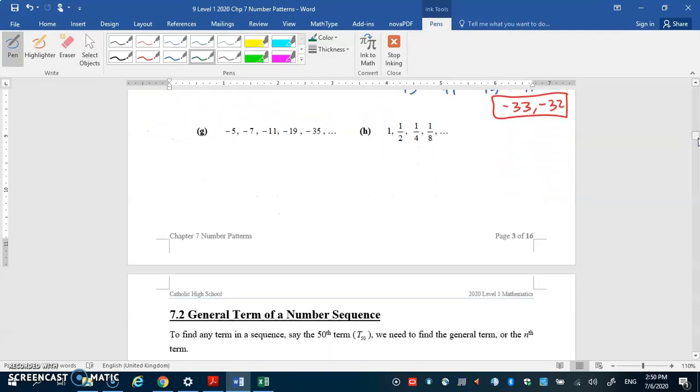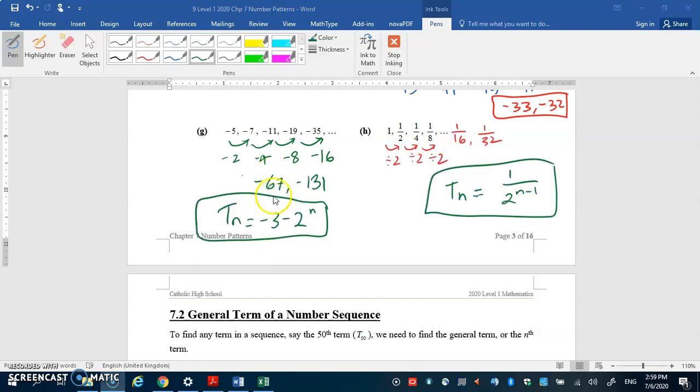Okay, negative 5, negative 7, then negative 11, negative 19, negative 35. So those who are fast, you can see that this is a minus 2, minus 4, minus 8, minus 16, and so on. Okay, so the next one will be a minus 32. You will get negative 67. And then negative 67 minus 64, you will get negative 131, which is your next number. Okay, so these two are your next two terms.